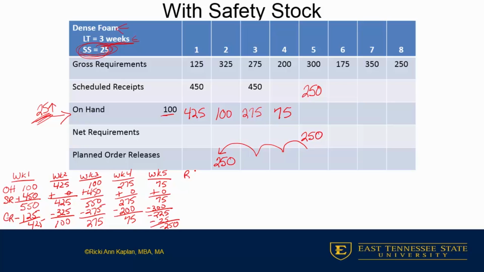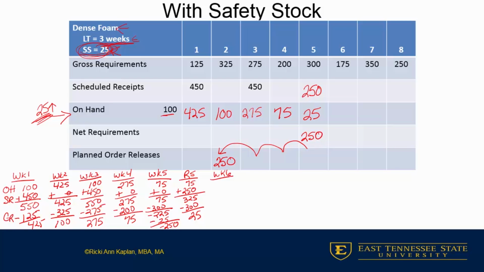So if I redo week 5, I have 75 left on hand. I have a scheduled receipt of 250 units. This gives me 325 units to use during week 5. My gross requirements are 300 units, which leaves me 25. 25 still is good. We have to have at least 25 units, and we have that here. So 25 left over on hand satisfies our safety stock. We're good to go. Let's look now at week 6, planning for week 6.